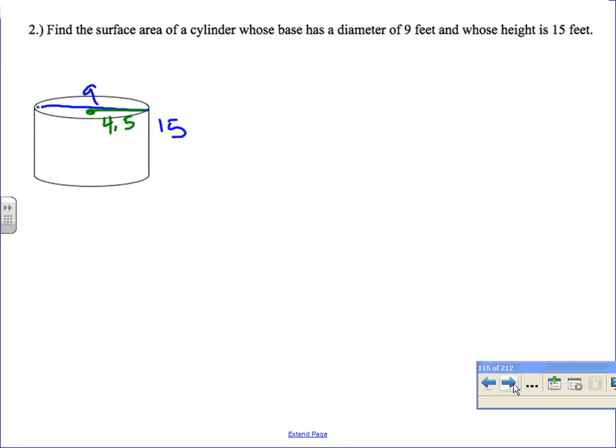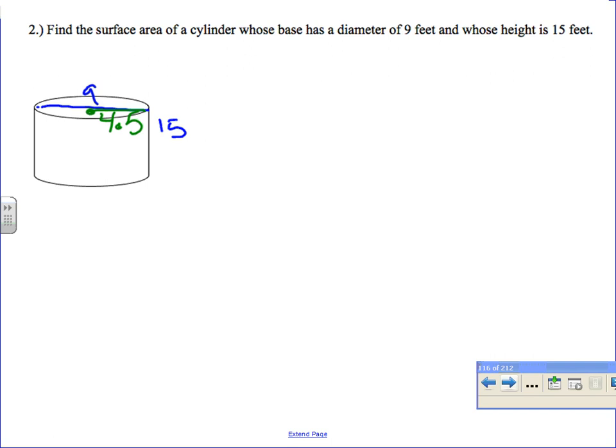Okay, number 2 says we need to find the surface area of a cylinder that has a diameter of 9 feet and height of 15 feet. So I just erased it, but the first thing we need to do is find the radius. If they give you the diameter, I would immediately label what the radius is. So Amberly, what is the radius? Good. So I'm going to put here in green. Remember, our radius is always half the diameter. I'm going to put 4.5 there.